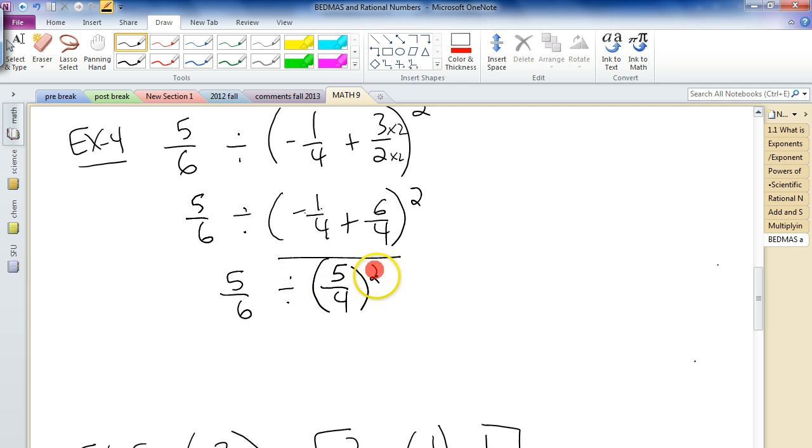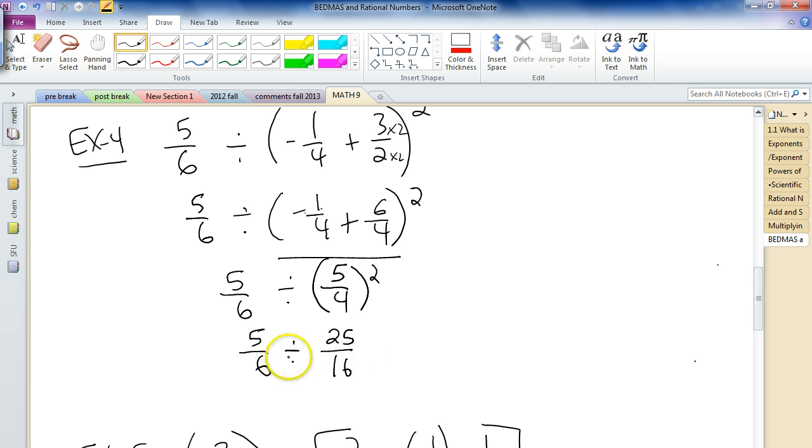We do the E for exponents next. And remember the exponent rules from a while ago. This squared thing squares each number in the fractions. It squares that and it squares that. 5 squared then is 25. 4 squared is 16. So the question then becomes 5/6 divided by 25 over 16.